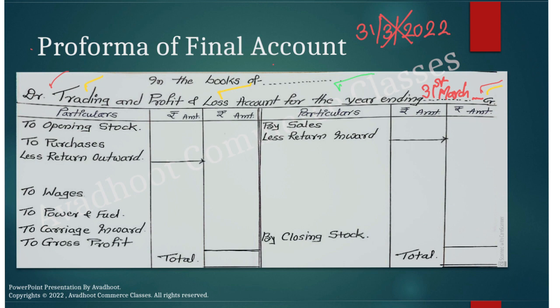On the left hand side, it is compulsory to write "To", whereas on the right hand side, you have to write "By", which is most important. First, to opening stock. Here we'll have to write the figure in the outer column. There are two columns, on the left hand side and the right hand side also.